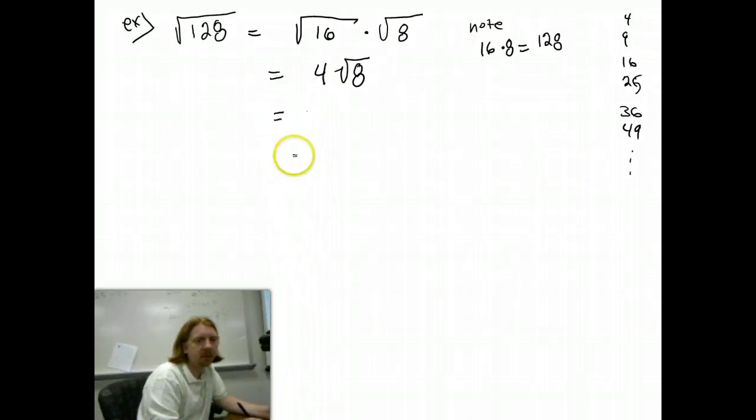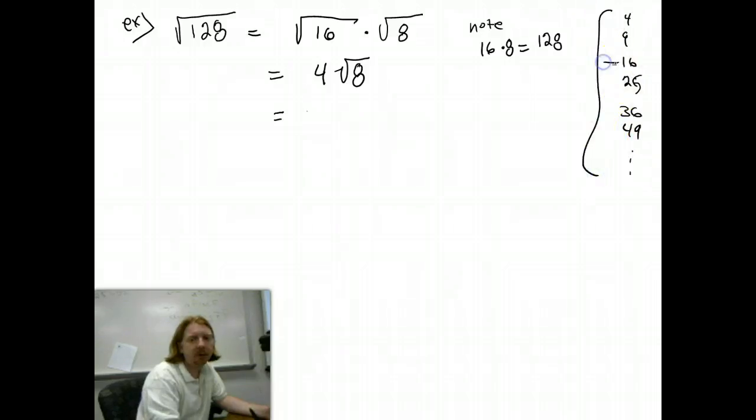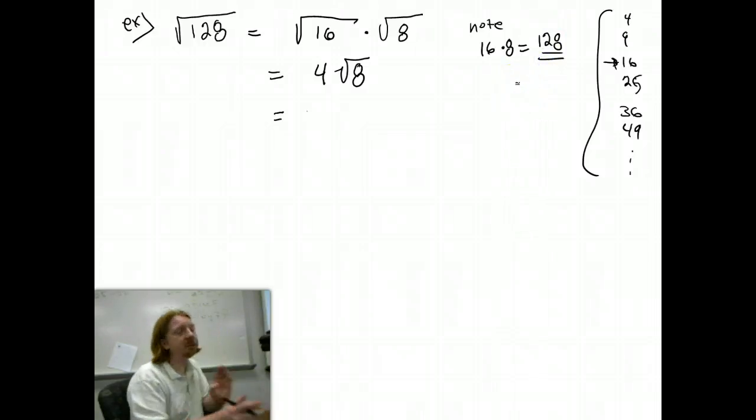Why did you do 16? Because I did 16 because it is on my list of perfect squares. And 8, it's right there. 16 times 8 is 128. Only one of them has to be one. One of the two numbers has to be a perfect square.